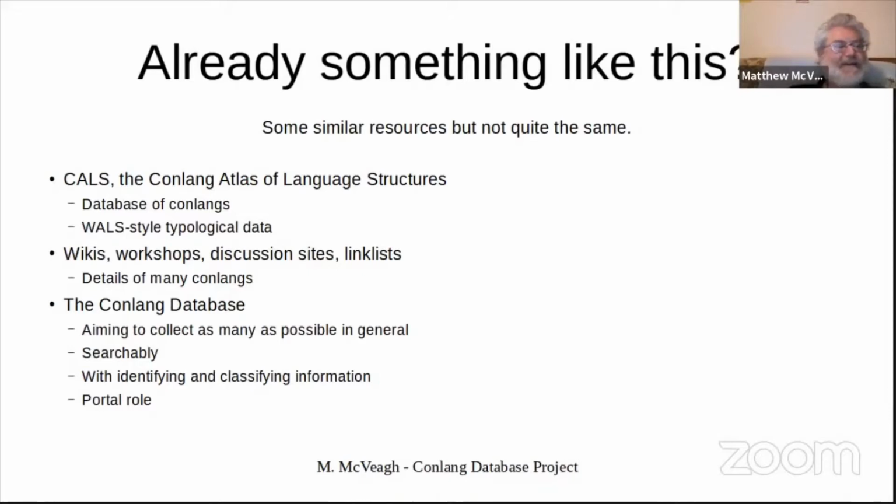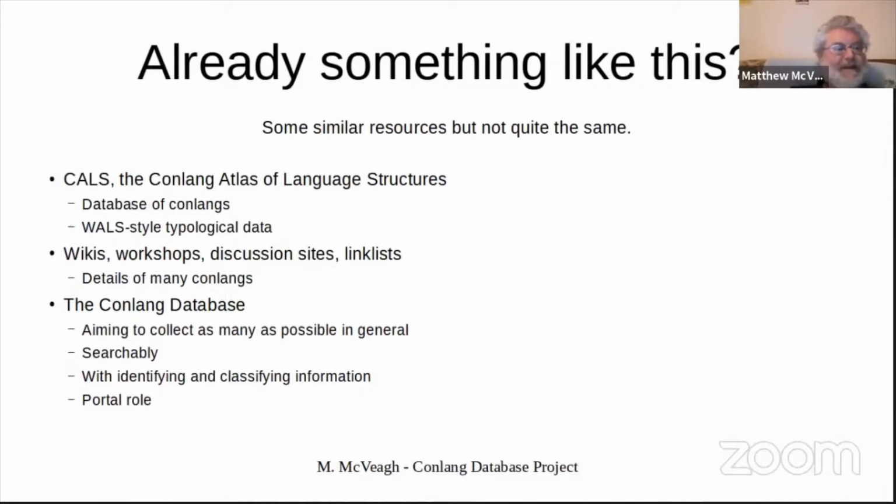There are many wikis, conlang wikis, workshops like ConWorkshop, discussion sites, whether forums or Facebook groups or other things. And there are many link lists, people on their personal pages with lists of conlangs linked to. So there are lots of collections of conlangs in these places, but they're not exhaustive. They're not aiming to collect all of them or as many as possible, and they're not always up to date, and they're not always with extra information.